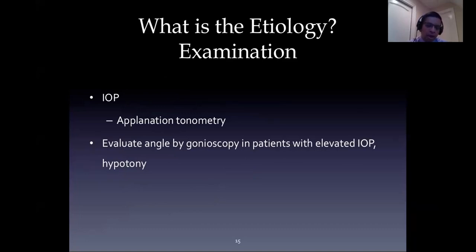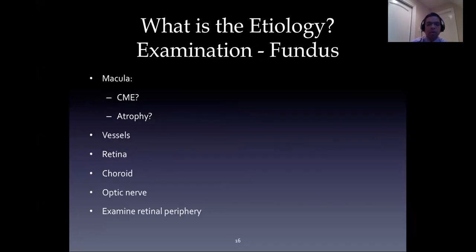In addition, of course, applanation tonometry, looking at the intraocular pressure, and evaluation of patients by gonioscopy is particularly important, especially if there's elevated IOP or hypotony, and if there's a significant presence of structural damage to the iris with posterior synechiae. Look in the angle and look by gonioscopy for peripheral anterior synechiae, because these patients may be at risk for developing glaucoma with a combined mechanism.